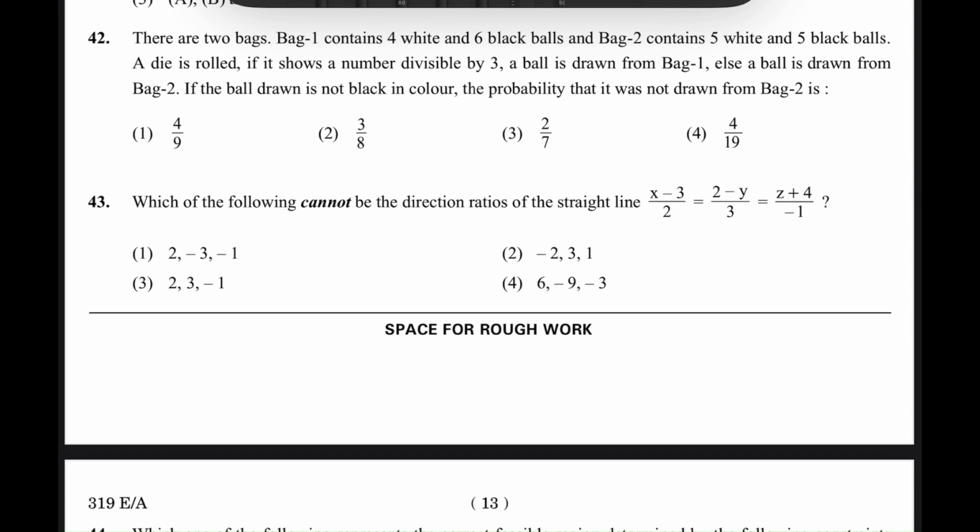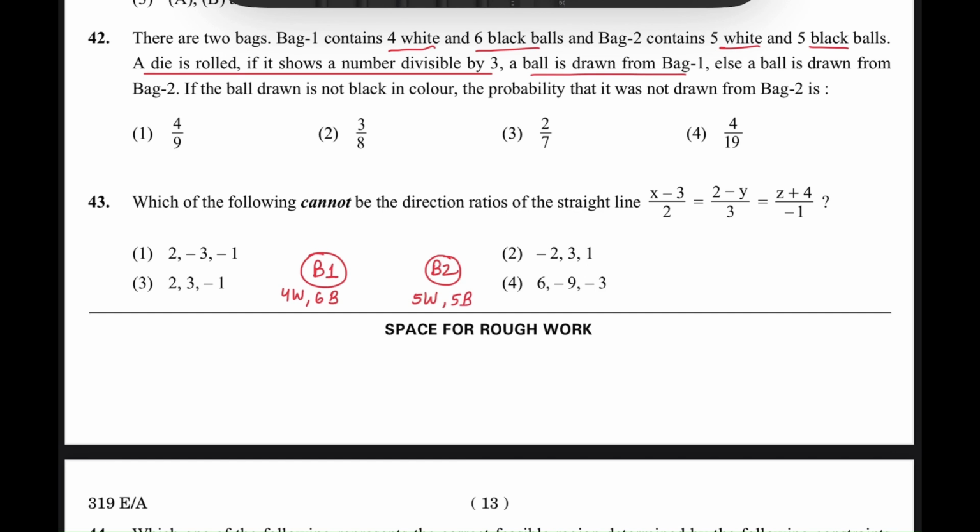There are two bags. Bag 1 has 4 white and 6 black. Bag 2 has 5 white, 5 black. Okay, so if a die is rolled and it shows a number divisible by 3, the ball is drawn from bag 1. Okay, so let's make a solution. So bag 1, bag 2. Bag 1 has 4 white and 6 black. Bag 2 has 5 white and 5 black.